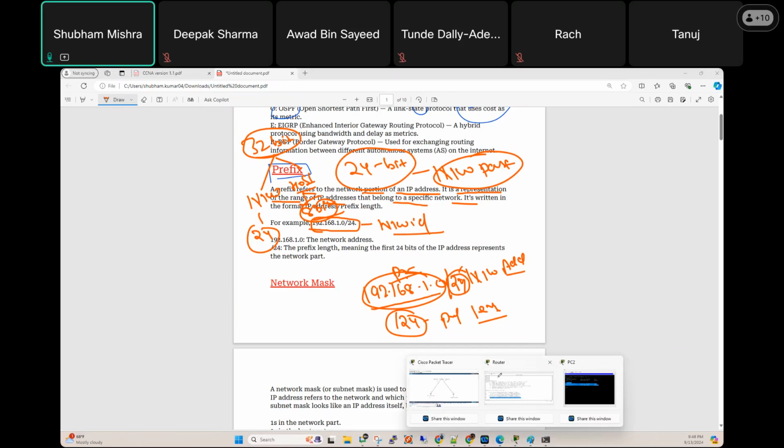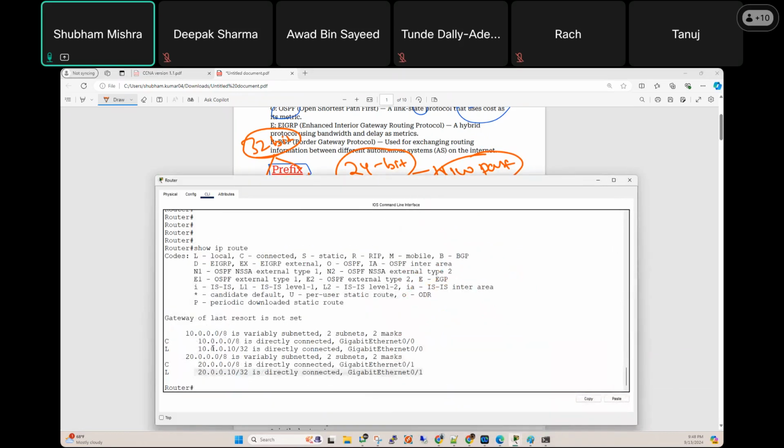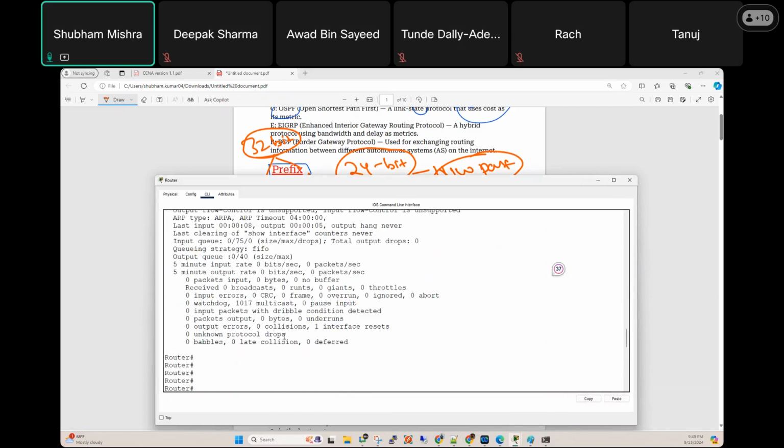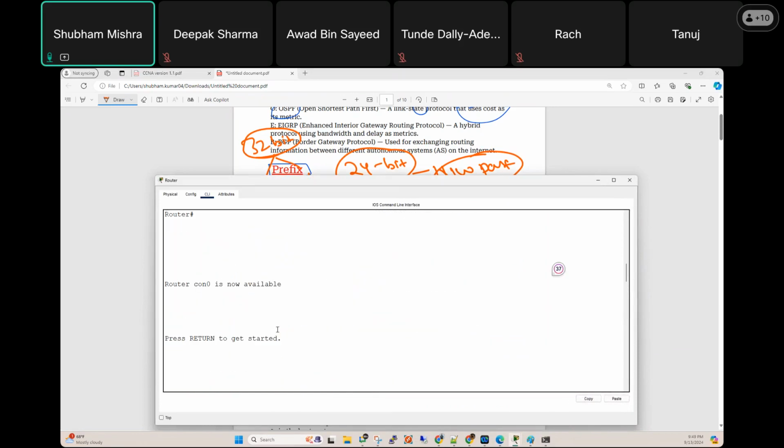See, when I open it, 10.0.0.0. What is this? This is called a prefix. And what is this? /8 is the prefix length. Tell me, yes or no? On this router, which IP address did I assign?